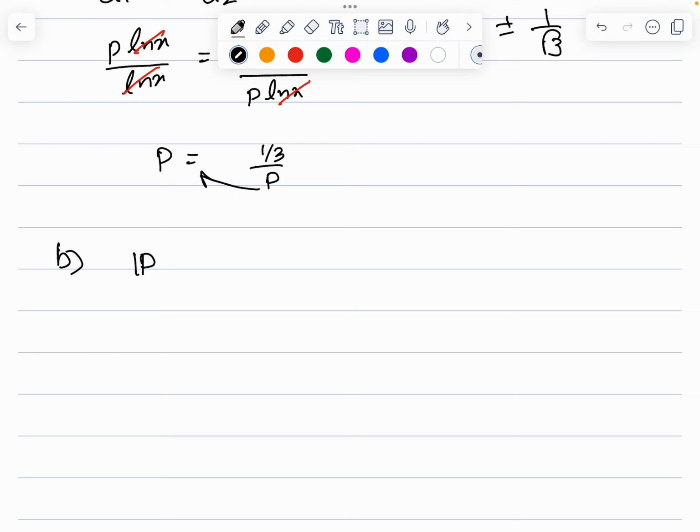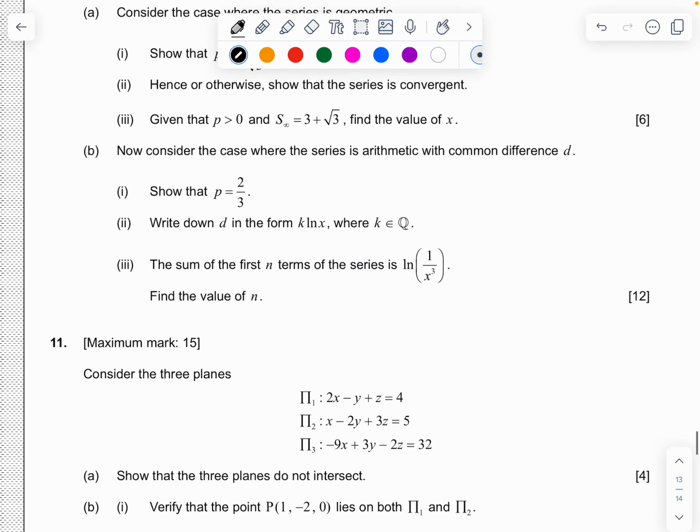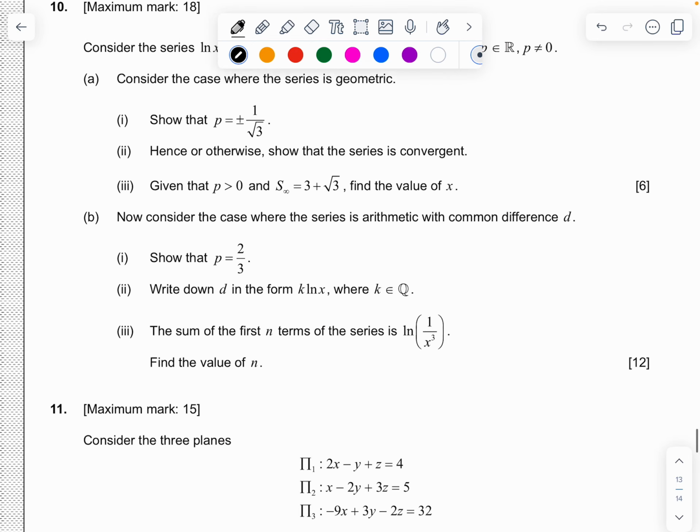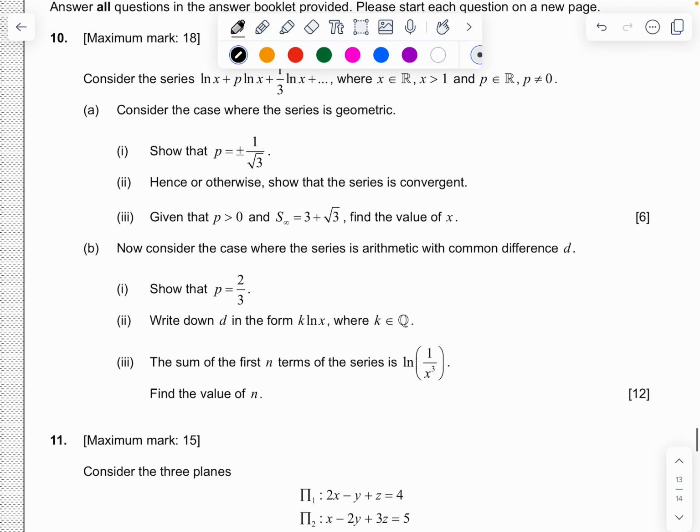Absolute value of p is 1 upon root 3, which is less than 1. So for convergence, it should be lying between negative 1 and positive 1. Therefore, it converges. That is the condition.